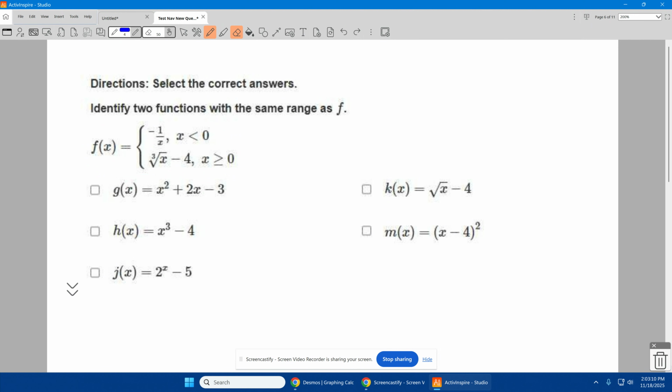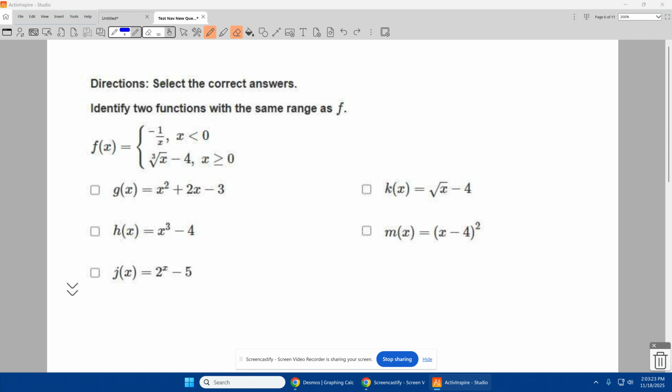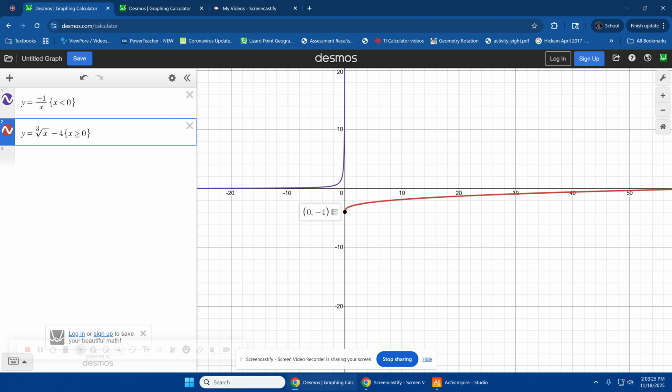So what you and I are going to have to do is go in and graph this, and we're going to look at what the picture looks like. Okay? So let's go ahead and take a look at that. I did it for you. So Desmos, here it is, right here. I graphed the one, and then here's the other.